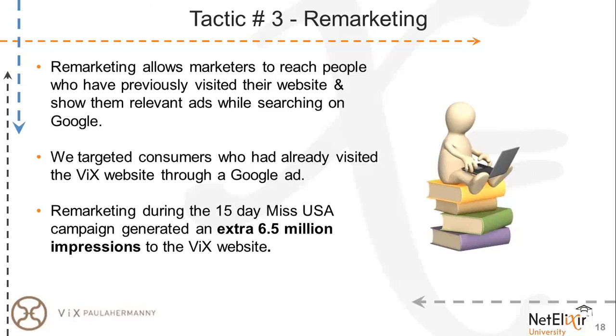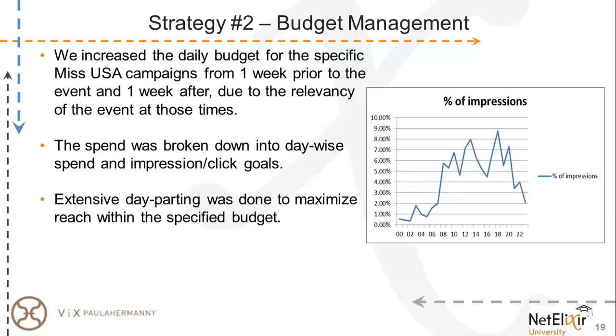The third tactic that we used, again under the account expansion strategy, was remarketing. Remarketing allows marketers to reach people who have previously visited their website and show them the relevant ads while they are searching on Google or the Google network. Through this process, during this 15-day time period, we were able to add an incremental 6.5 million impressions for the website.